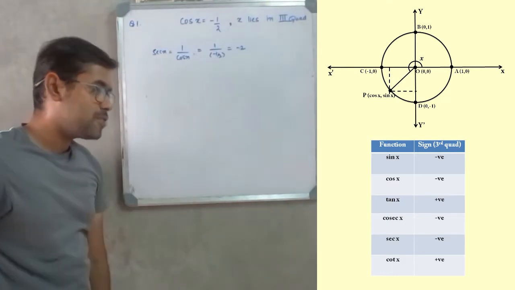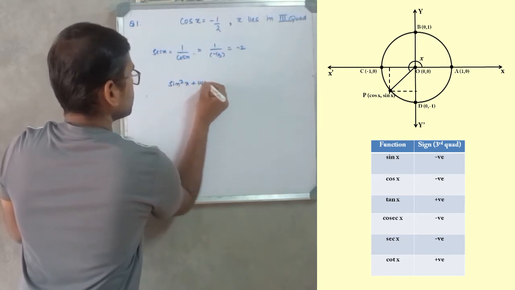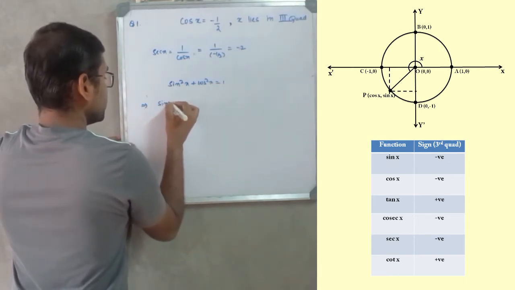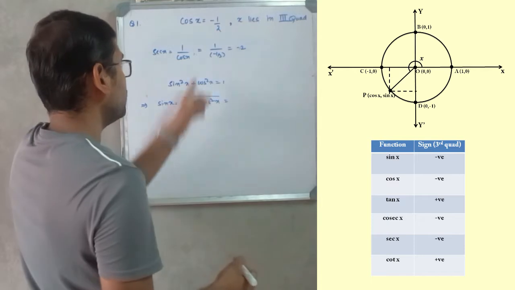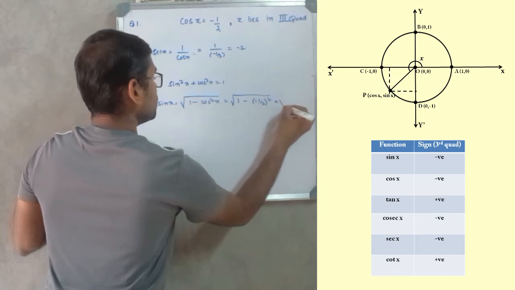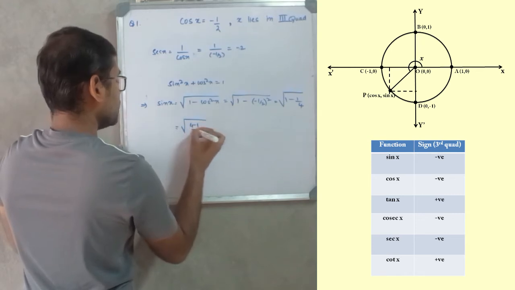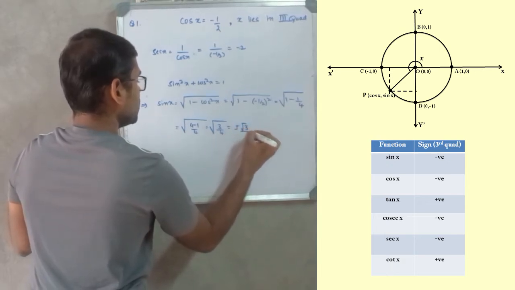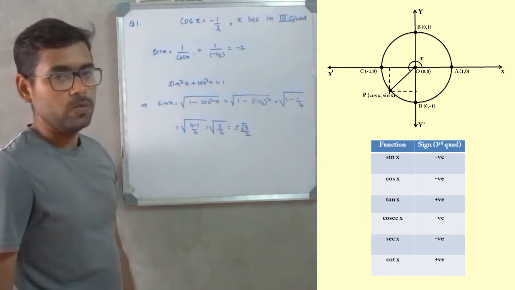Now next let us find the value of sin x. And for finding the value of sin x, I will use this relation, that is sin square x plus cos square x is equal to 1. Now using this relation I can write sin x is equal to under root 1 minus cos square x. Here I know the value of cos x. Now substituting the value of cos x, which will be under root 1 minus minus 1 by 2 whole square, which will be under root 1 minus 1 by 4, which will be under root 3 by 4, which will be plus or minus root 3 by 2. Now here I got the value of sin x as plus or minus root 3 by 2.